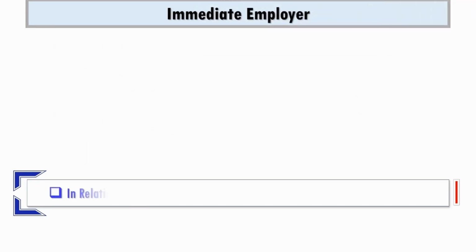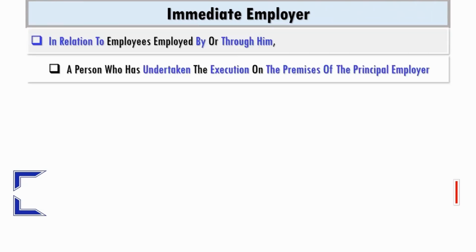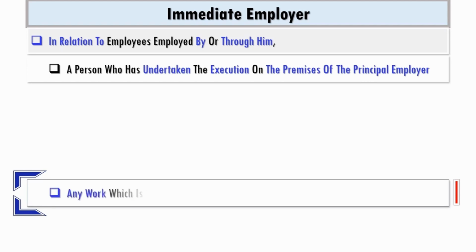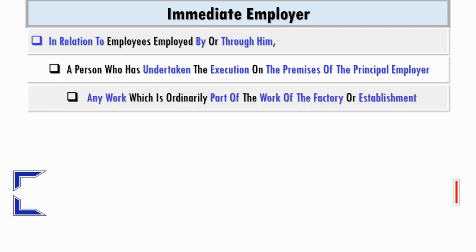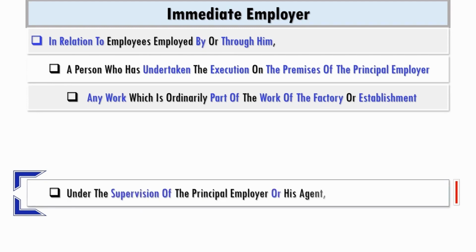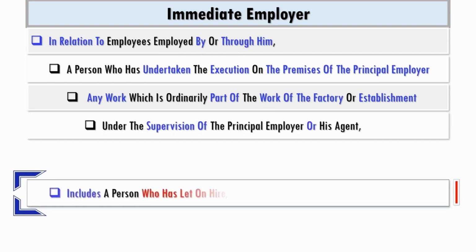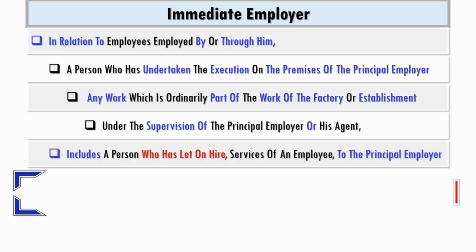Immediate employer refers to a contractor who has undertaken on the premises of the principal employer certain works which is a part of the work of the factory or establishment, and he works under the supervision of the principal employer or his agent. Or an immediate employer may also provide people on hire at the service of the principal employer.